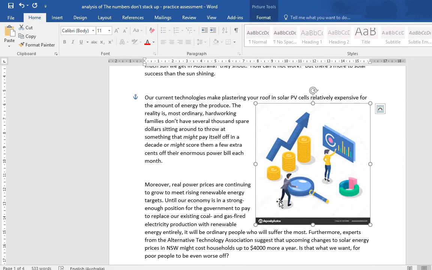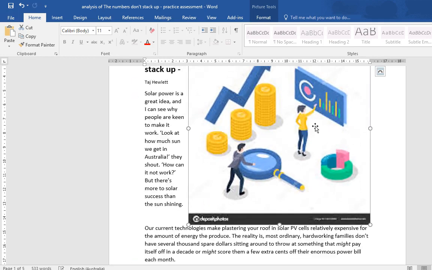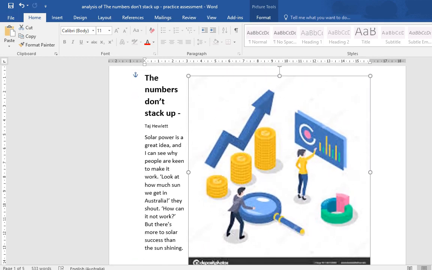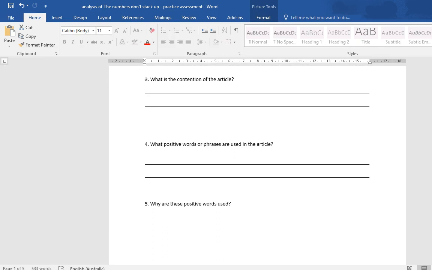Now, while you're playing with it, if you want to, you can make it a lot bigger. That might help you have a closer look at it. Okay, so it says to have a think about the colour choices used and really have a little think about what this picture is trying to tell us. Next question.